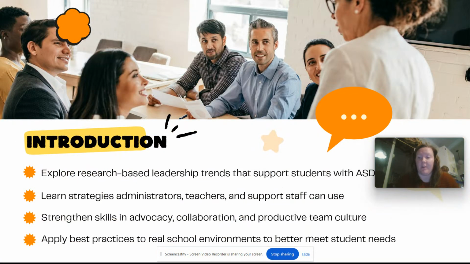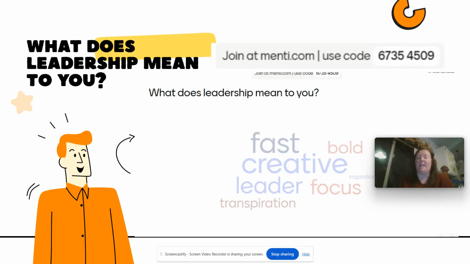To start out, our goals for this presentation, my goals to teach you, are to explore research-based leadership trends that support students with ASD or autism, learn strategies administrators, teachers, and support staff can use, strengthen skills in advocacy, collaboration, and productive team culture, and hopefully help you apply the best practices to real school environments to better meet students' needs. So what does leadership mean to you?